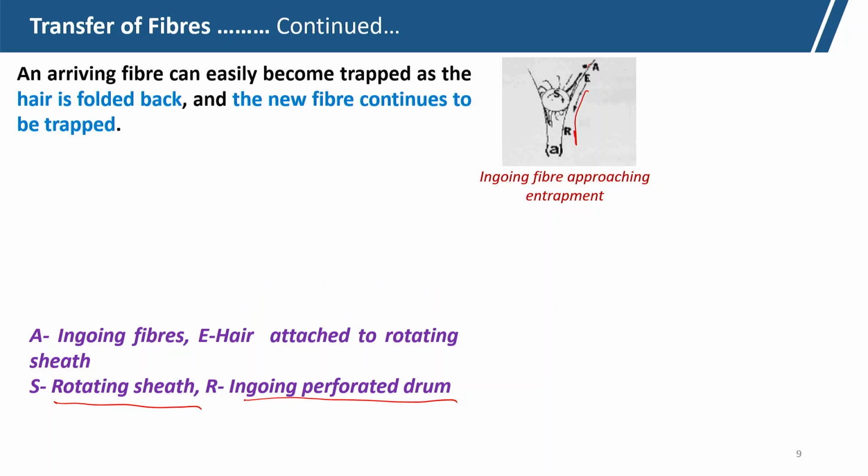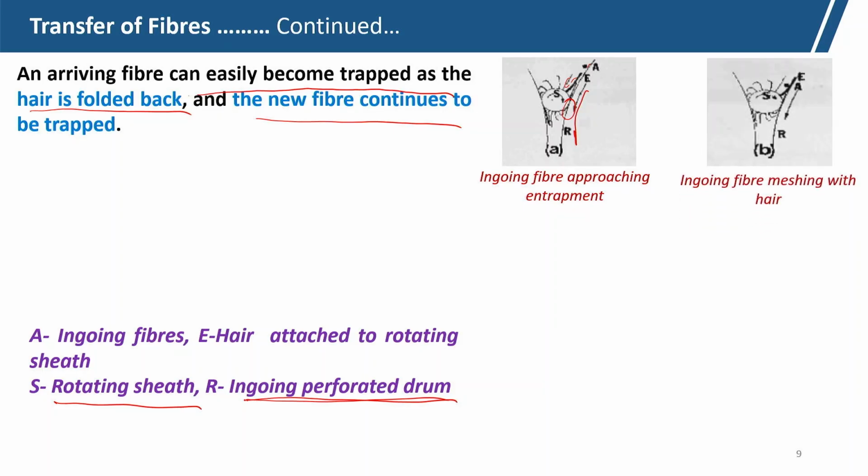now an arriving fiber can easily become trapped as the hair is folded back. So, they will be easily trapped, the hair will get folded at this ingoing perforated drum. So, they will be trapped in between the hair, okay, and new fibers continue to be trapped. In this way the fibers will continue to be trapped, and you can see these fibers in the hair, as the hair folded, new fiber came and they are trapped inside the structure. So, these are the different stages.